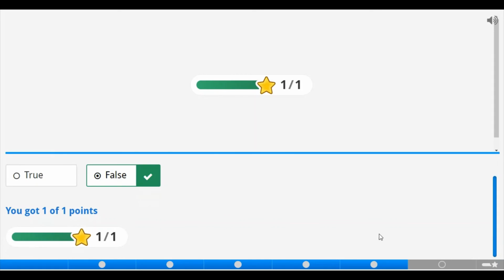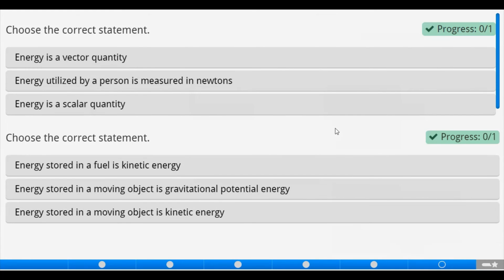That's correct. So before we go, let's deal with these statements for us to be able to identify which one is right, which one is wrong from the list of the statements rather. Now, energy is a vector quantity. No, energy is not a vector quantity because it only has magnitude without direction. A vector quantity must have magnitude and direction. Energy utilized by a person is measured in newtons. No, energy is measured in joules.